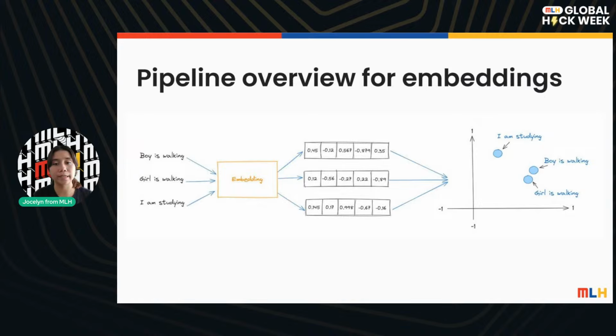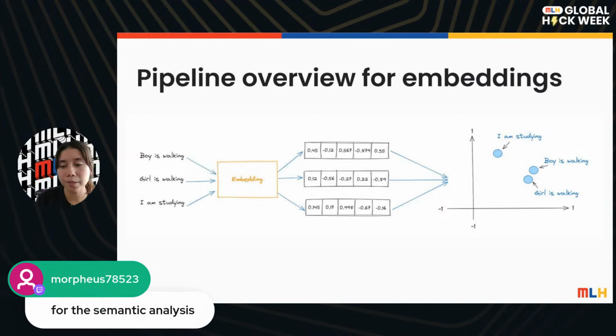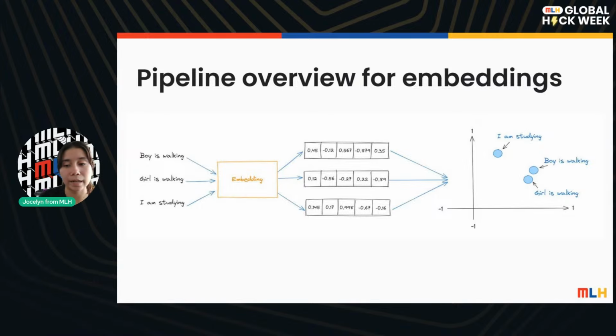As we are talking about embeddings and vectors, you can graph those vectors into a two-dimensional plane, as we are seeing in here. So this person that was talking about semantic analysis, you are completely correct. Why? Because "boy is walking" and "girl is walking" are graphed close to each other, while the "I am studying" one is up here because it's not very similar. And "boy's walking" and "girl's walking" is really similar.